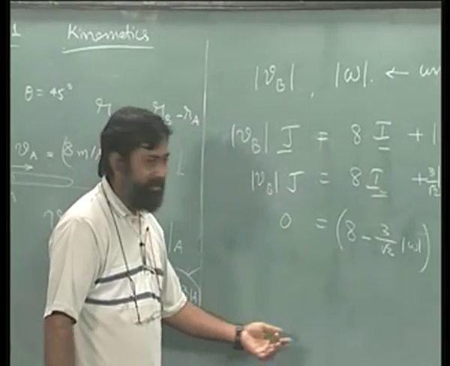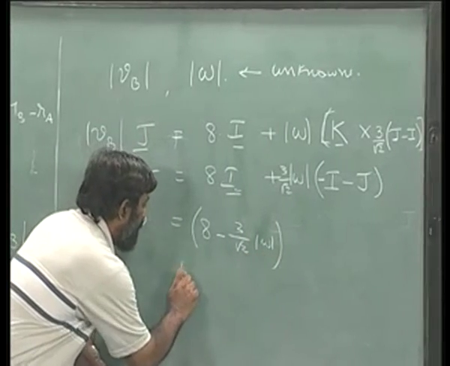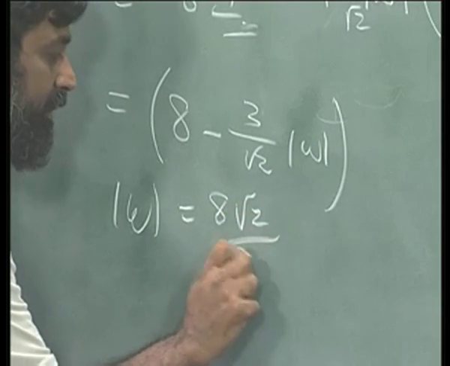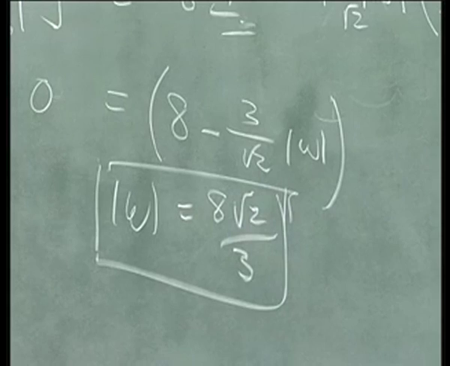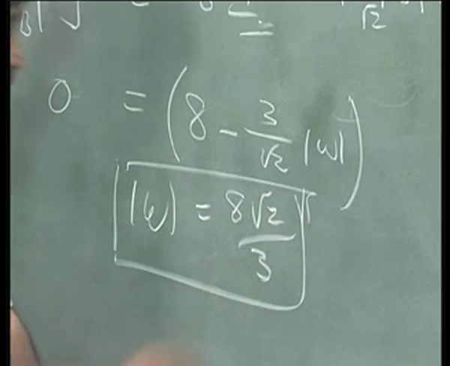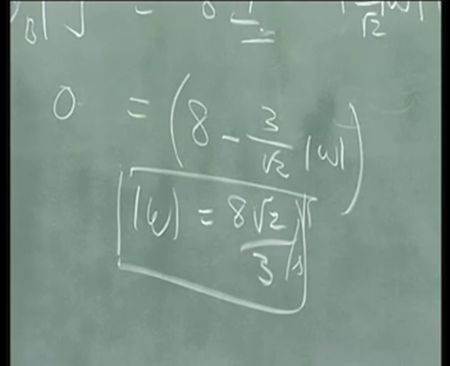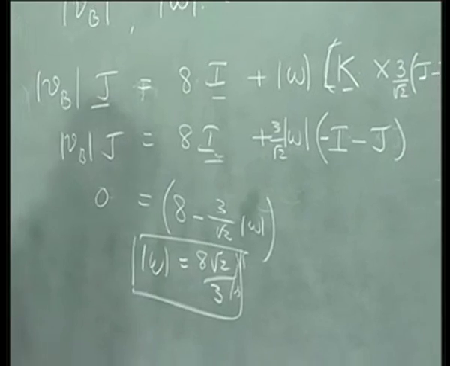I do not need the other equation because what is asked for is the value of omega, and the value of omega is simply 8 times root 2 by 3. What is the unit of this? Per second. Radians per second. That is it, over.